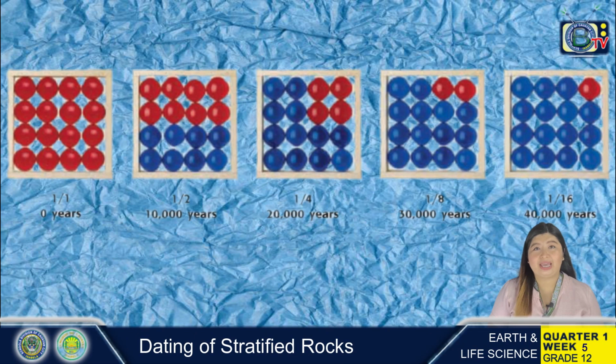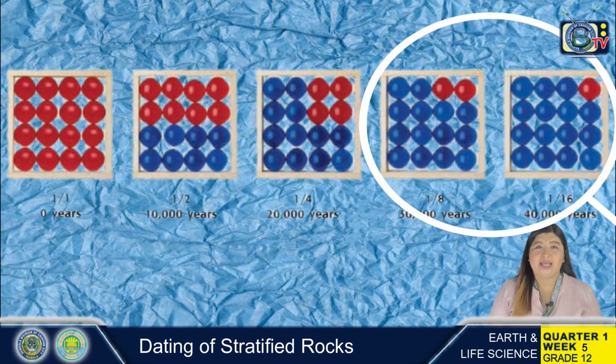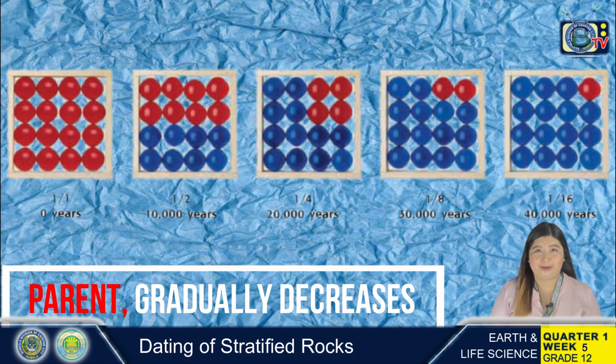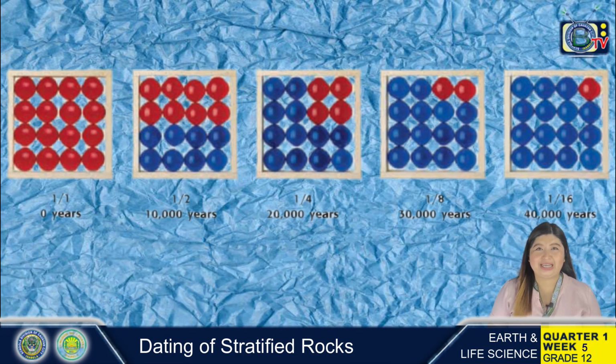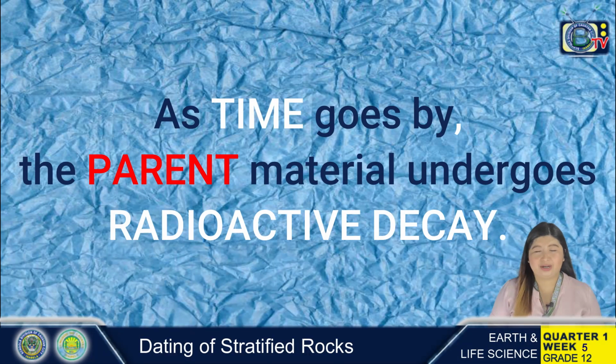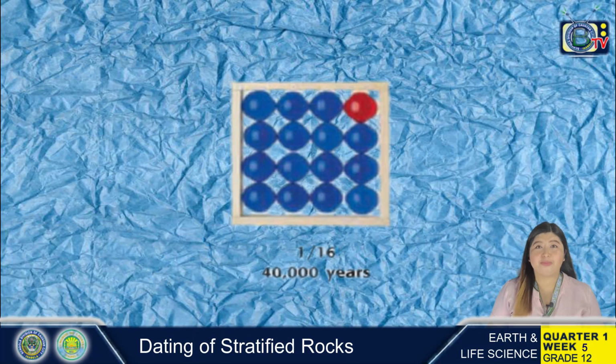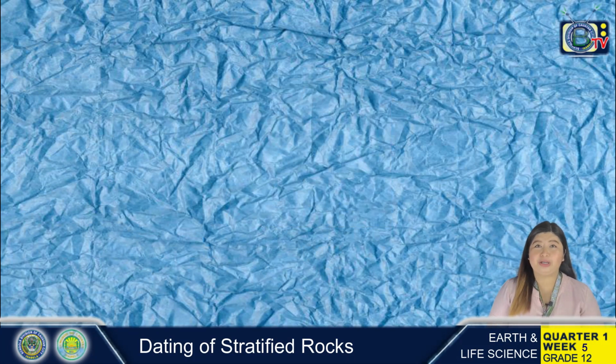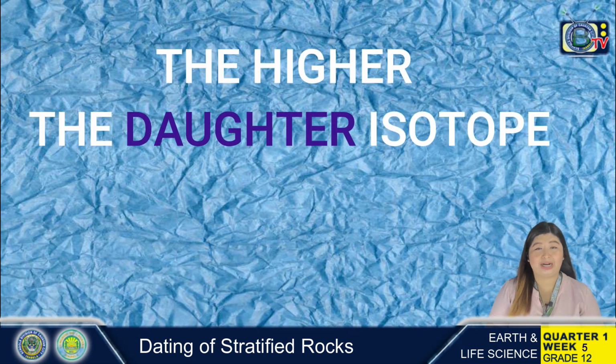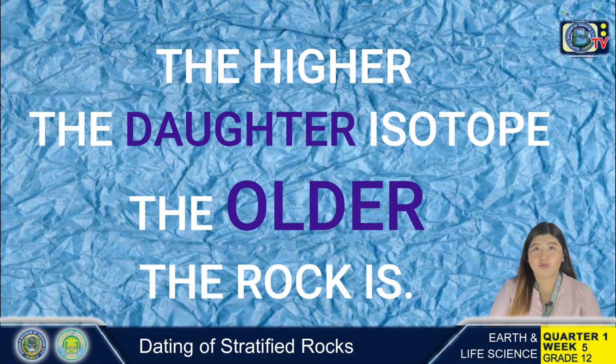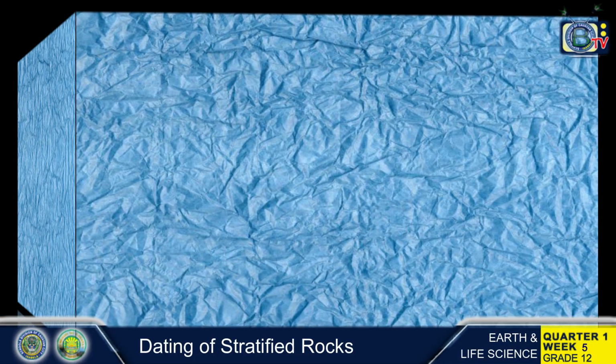And for the fourth and fifth pictures, the parent material or isotope is gradually decreasing. This only means that as time goes by, the parent material undergoes radioactive decay and only daughter materials or isotopes are left. This concludes that the higher the daughter isotope or material present in a certain rock, the older the rock is.